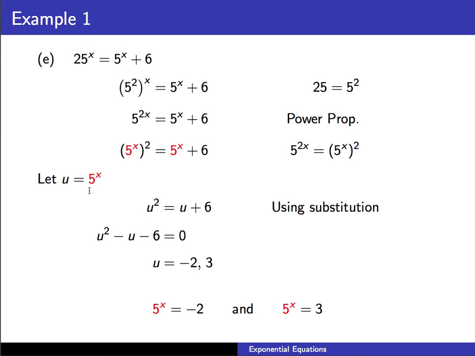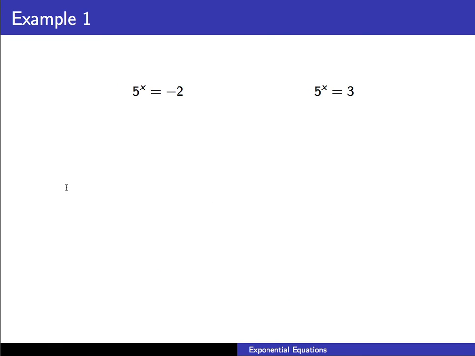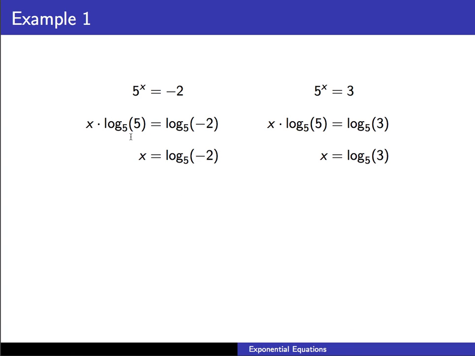So when we do that, we get 5 to the x power equals negative 2 when we plug the negative 2 in for u, and we also get 5 to the x power equals 3 when we plug this 3 in for u. So for this one, using our power property, we get x times log base 5 of 5 equals log base 5 of negative 2. And for this one, we get x times log base 5 of 5 equals log base 5 of 3. So log base 5 of 5 is 1. So this one gives us x equals log base 5 of negative 2. This one will give us x equals log base 5 of 3.